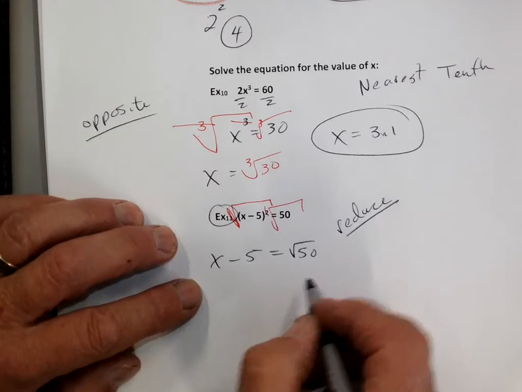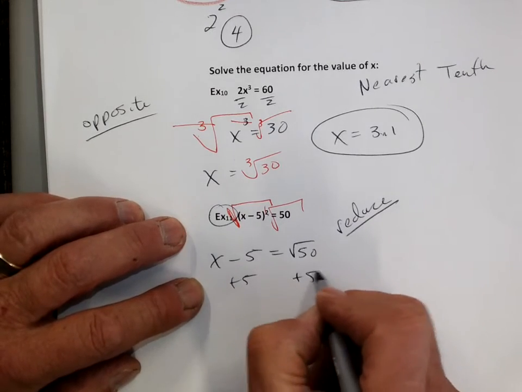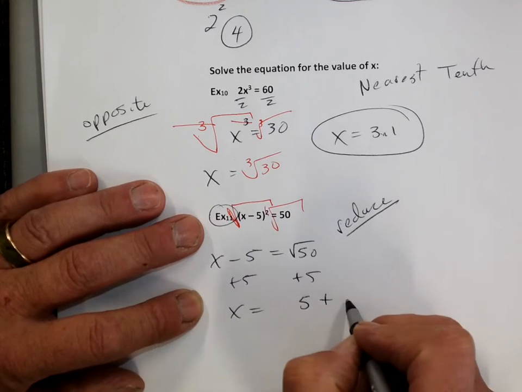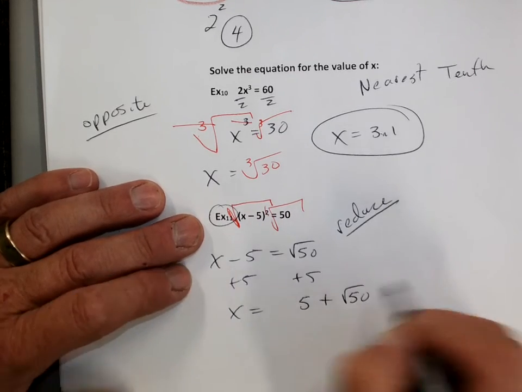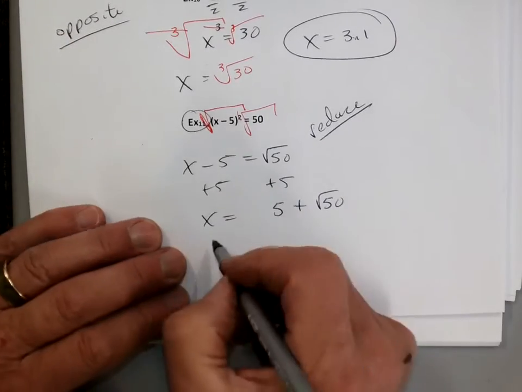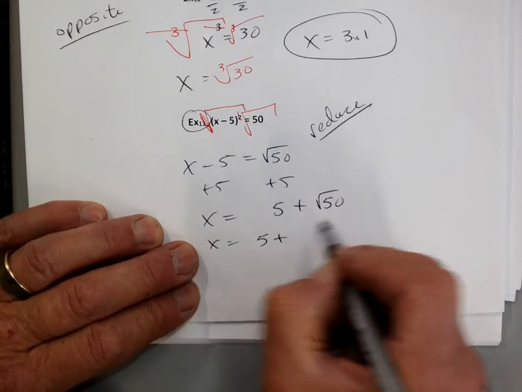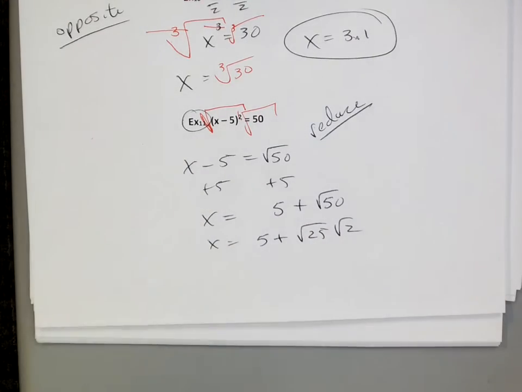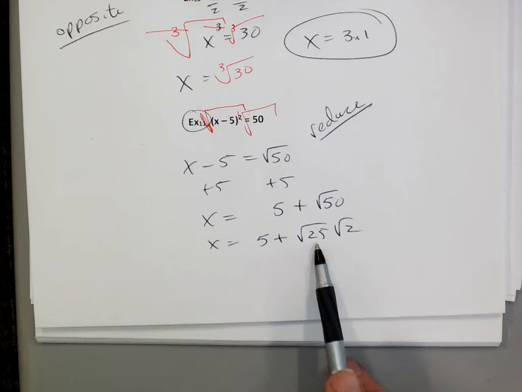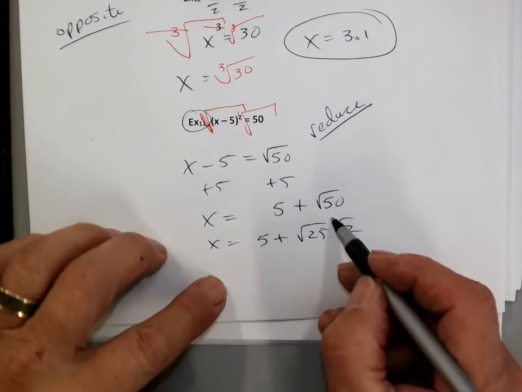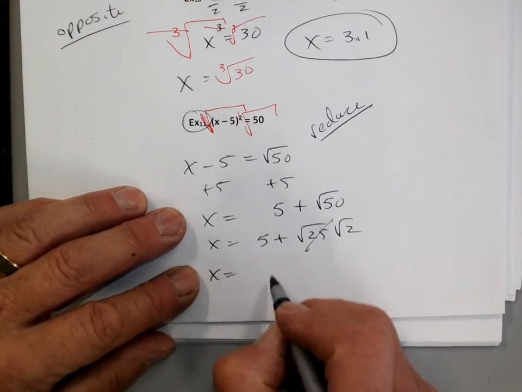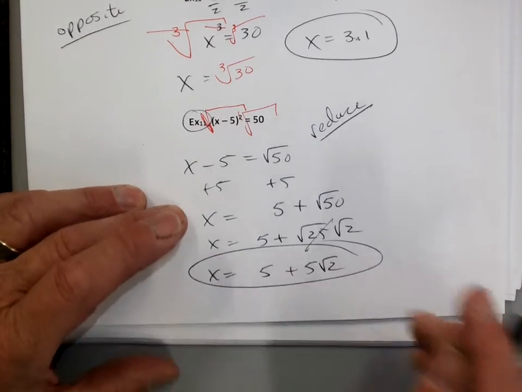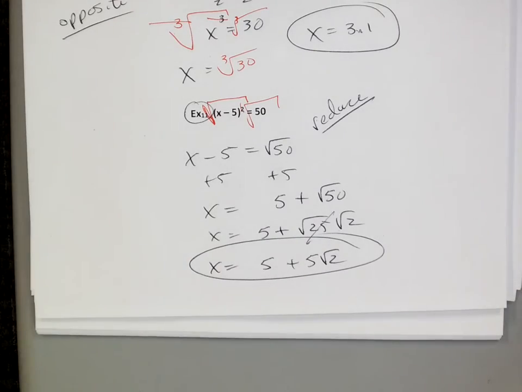So here's what I know. I'm going to go plus 5 plus 5. And I'll have x is equal to 5 plus the square root of 50. But what I know is that 50 can be broken down. 5 plus, well, 50 can be the square root of 25 and the square root of 2, right? 50, 25 times 2. 2 quarters make 50 cents. I can then take the square root of 50, and I can have an answer of 5 plus 5 square roots of 2.